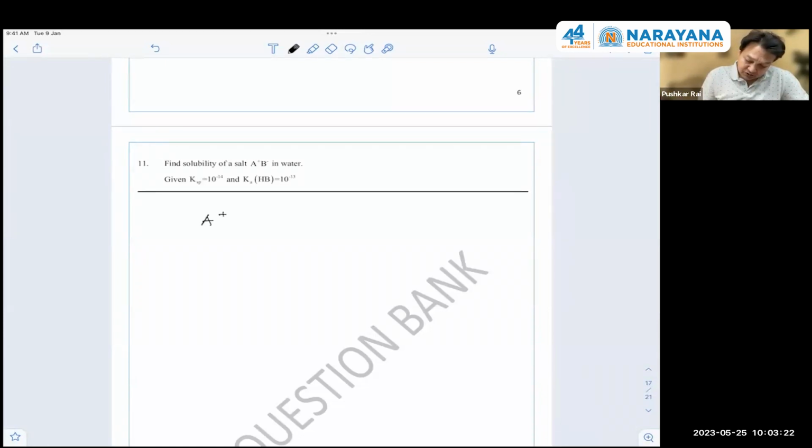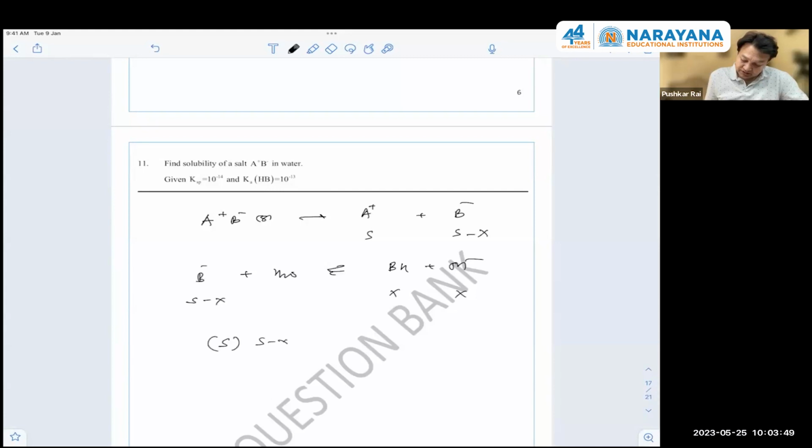A plus is not going to hydrolyze. The A plus B negative solid is going to break like A plus plus B minus, with solubility S, and then B minus plus H2O changes into BH plus OH minus. This is S and this is S, then S minus X, X and X, you write like this and try to solve it. S into S minus X is equal to KSP, and the second is X square upon S minus X is equal to KW upon K.